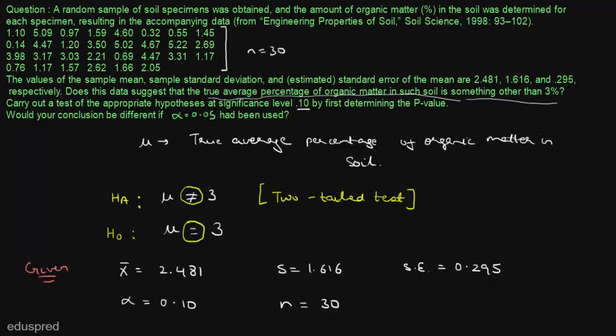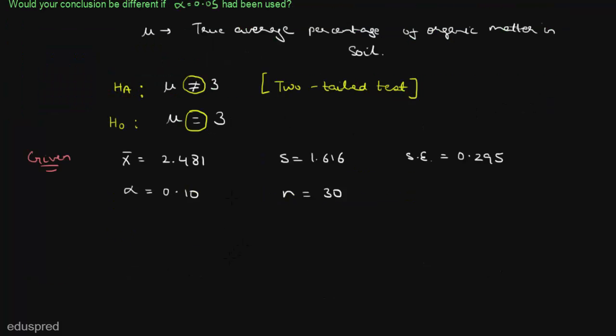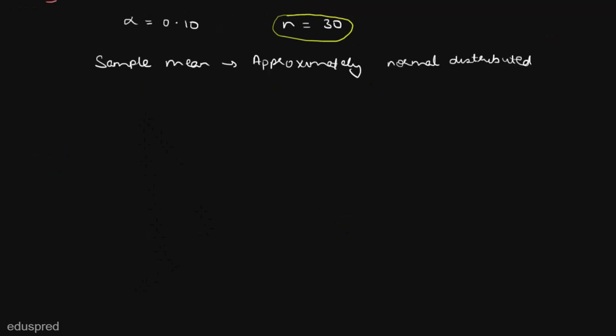Now with all this information, let's talk about the distribution of the sample mean and the rejection region. Note that we are not given any information about the distribution of the population in the question, but we know that our sample size is large enough to use central limit theorem. And using central limit theorem, we can say that the sample mean will be approximately normally distributed. So this is how the distribution of the sample mean may look like.